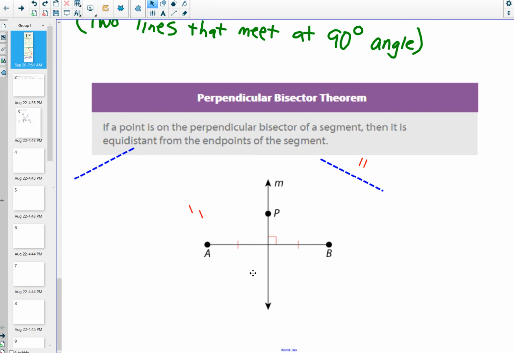Okay, what we see here is a perpendicular bisector. We already know what bisector means. What does bisector mean? In half. Cuts in half, right? So we learned of two different types of bisectors in the first unit. One was a midpoint. A midpoint cuts a segment in half. The other one we learned about was an angle bisector.